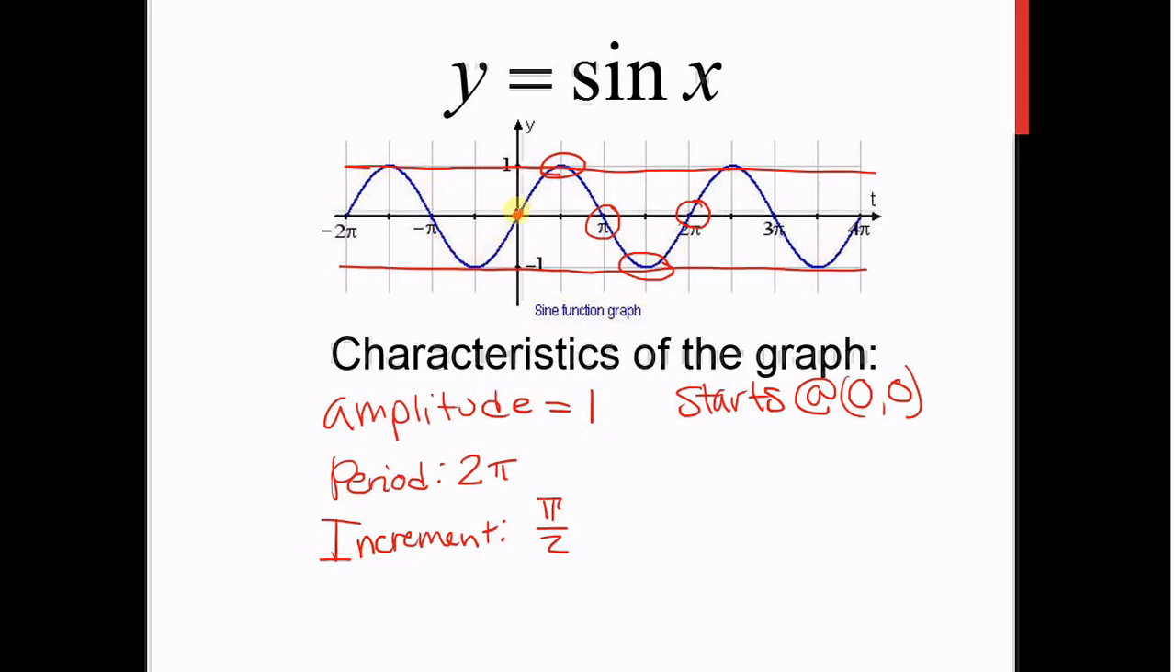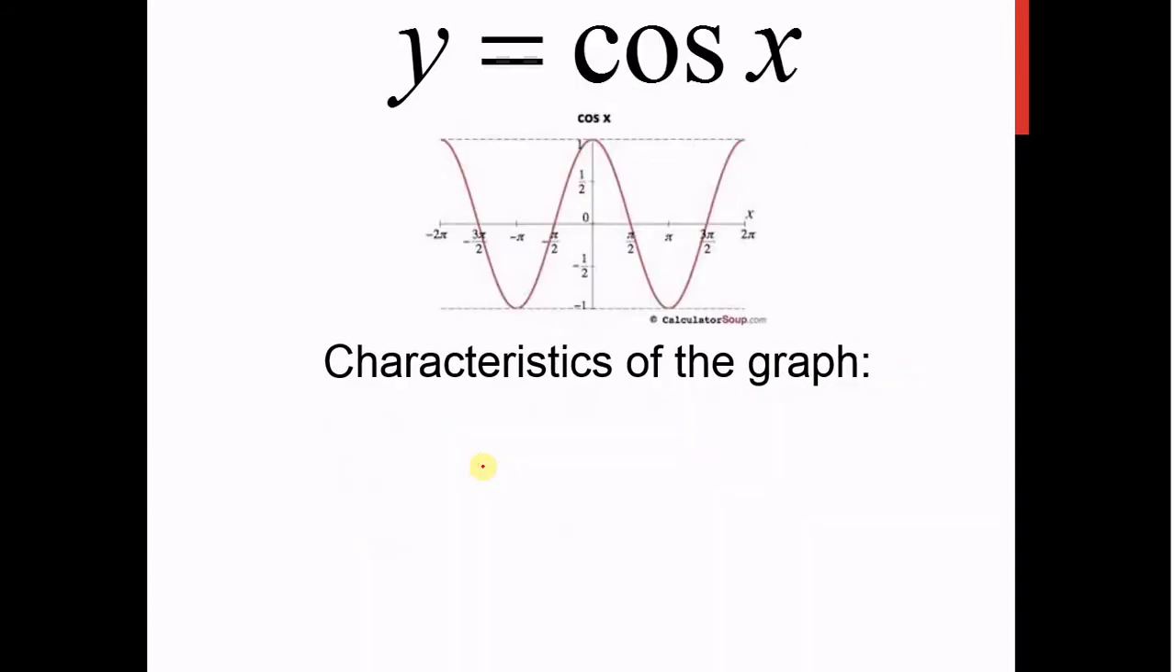So just keep in mind where certain things are. The biggest thing about sine that I would make sure you know is that it starts at 0, 0, and it has a period of 2 pi. Starting at 0, 0 is going to break it from the cosine that you're going to see in a moment here. So let's take a look at cosine.